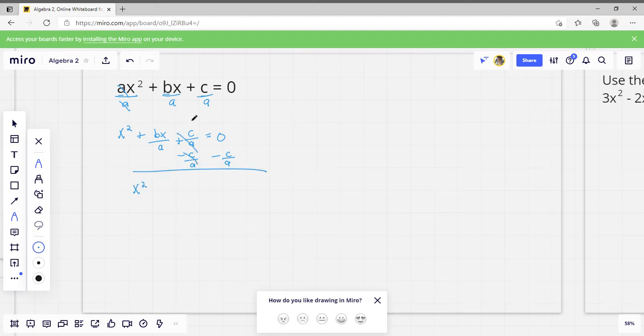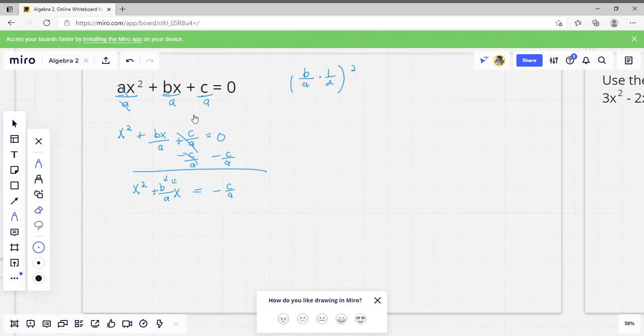So we get x squared plus bx over a equals negative c over a. Then we're going to take this middle term and divide it by 2, and then square it. Actually it's not bx over a, I'm going to leave that x. It's b over a x. So the coefficient of x in the middle gets divided by 2 and then squared. So b over a times 1/2, and then we're going to square that, right?